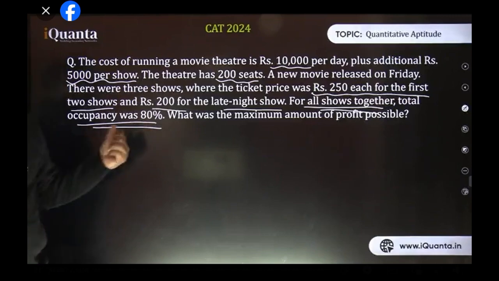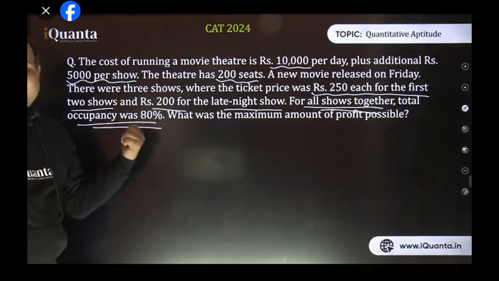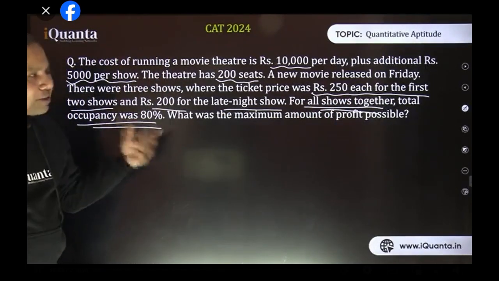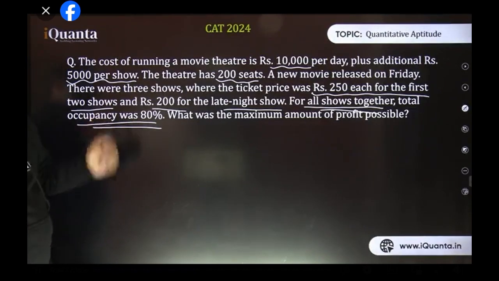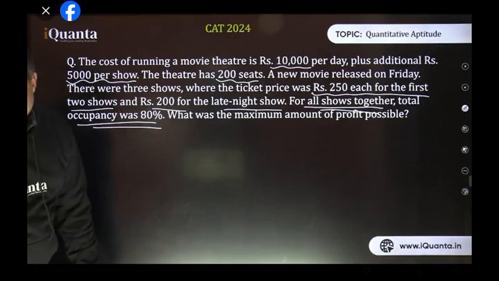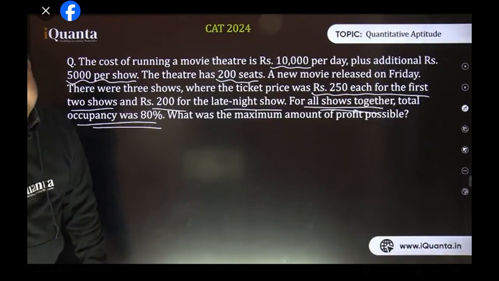Can you tell me the meaning of this statement? For all shows together, total occupancy was 80%. What does it mean? Total how many tickets have been sold? For one day we are asking about. In one day, total how many seats, how many tickets have been sold? We can take 480 seats, yeah, 480 tickets.